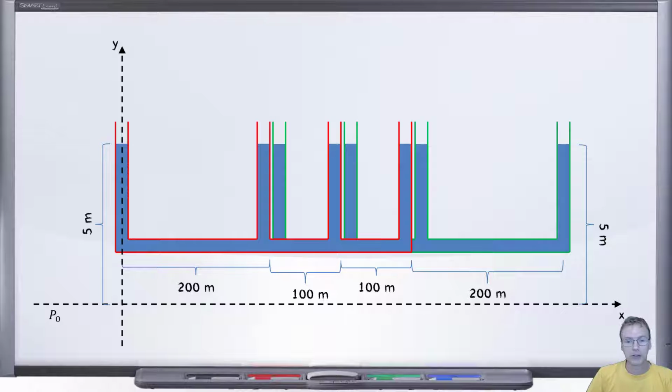Here's the setup. Once again, we have two water levels. I've drawn one in red and one in green. I will refer to them as red and green. They're just water levels. They're not red and green. That's just for the diagram.